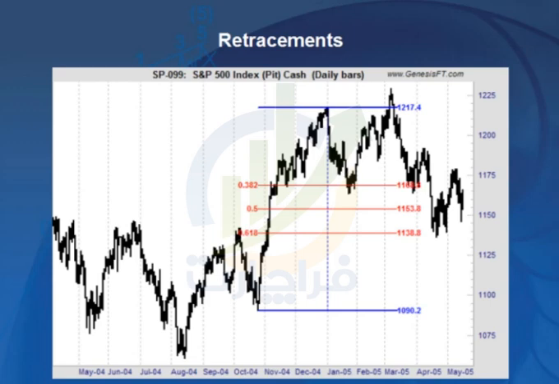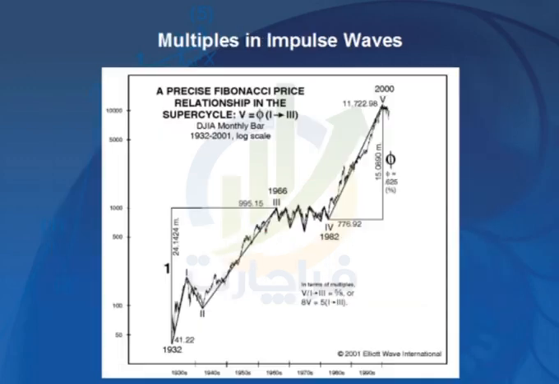We see this with retracements where wave 4 will retrace 0.382 of wave 3. We see it in multiples, where wave 5 will be equal to 0.618, the net distance traveled of waves 1 through 3.